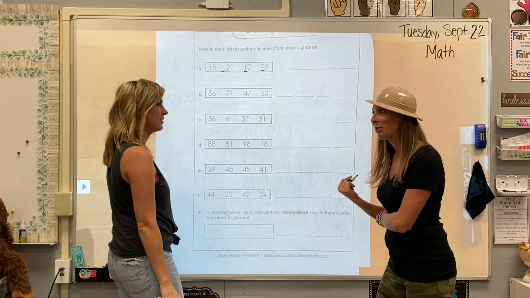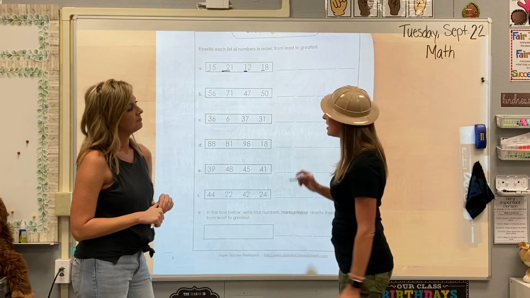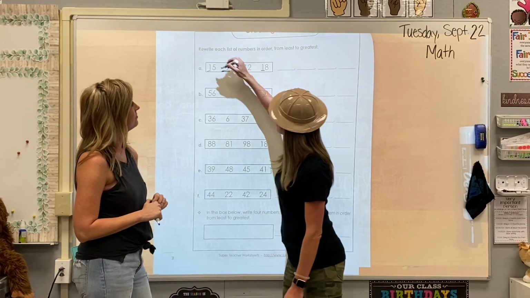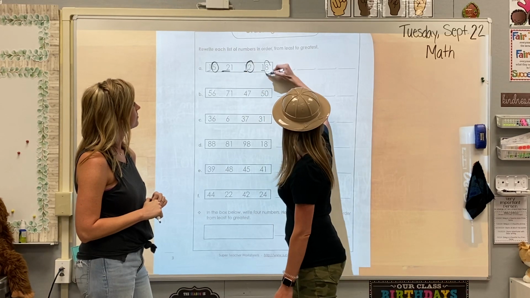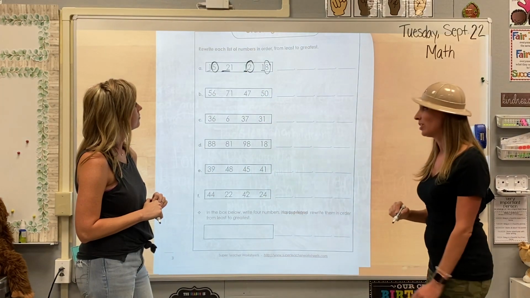It's Safari Marquardt. Okay, let me tell you. So if all the ones are the same, then we're going to start looking at the number that's in the ones place. Now can you tell me which one is the smallest?